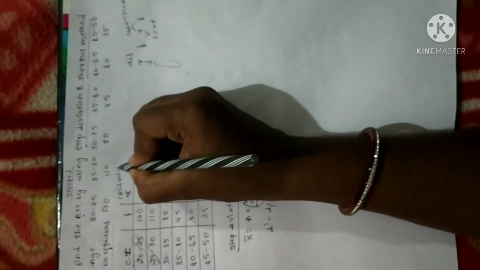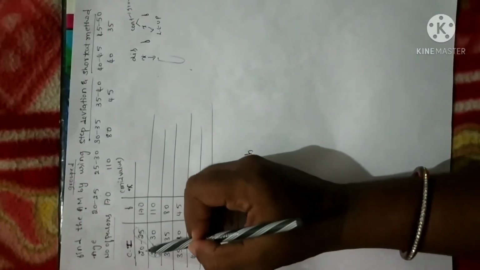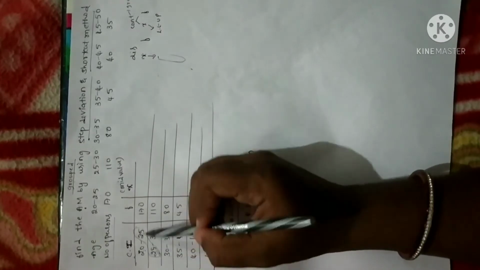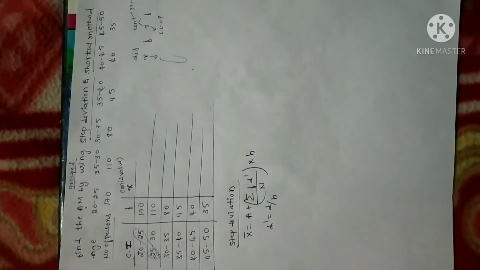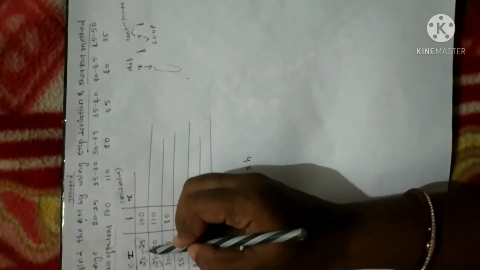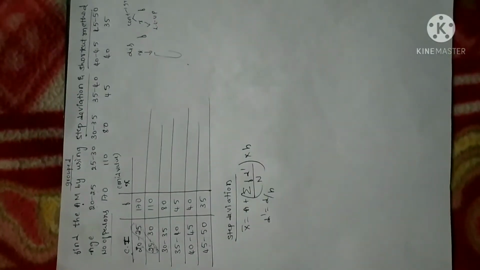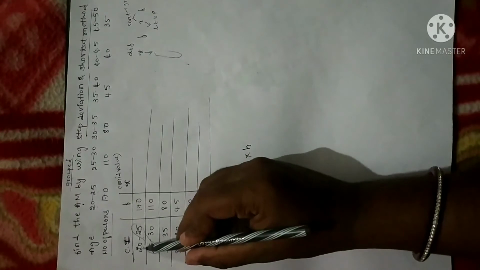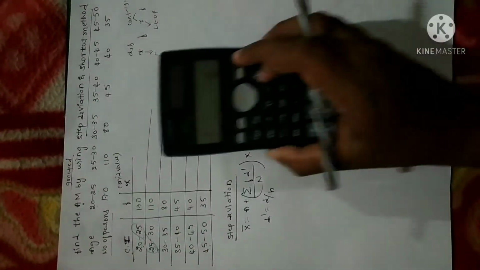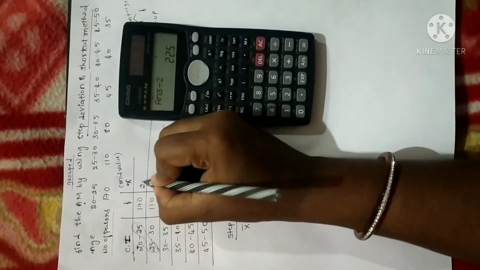X is none other than the mid value of the class interval. Remember, x is none other than the mid value of the class interval. What is the first class interval given to us? 20 to 25. To find the mid value, you add those two values and divide by 2. So 20 plus 25 divided by 2 will give us 22.5.